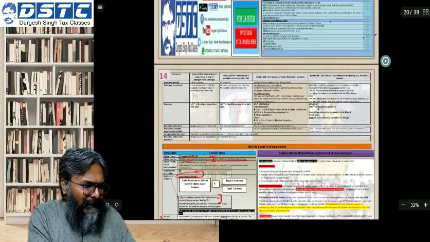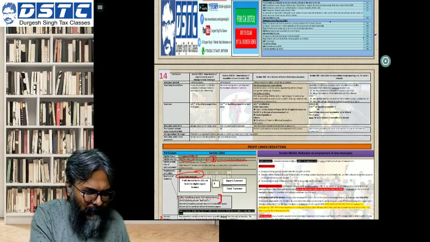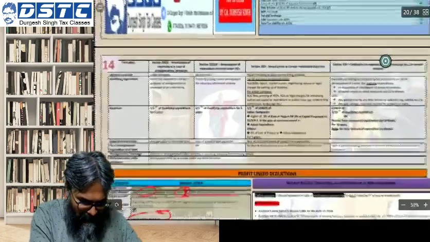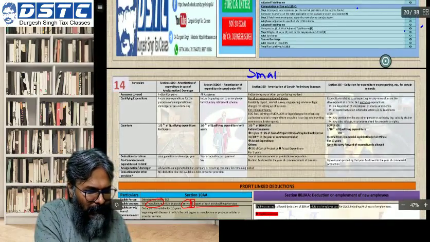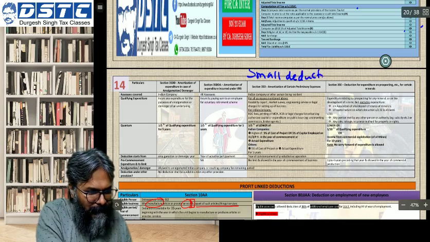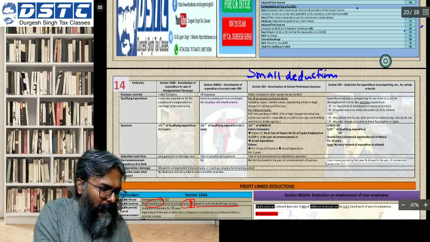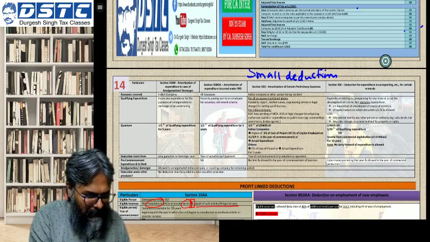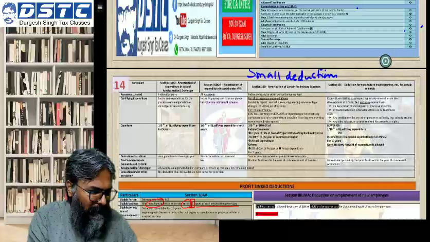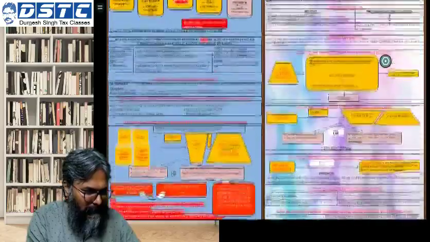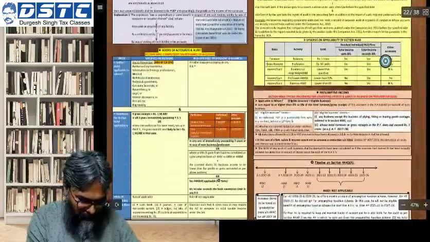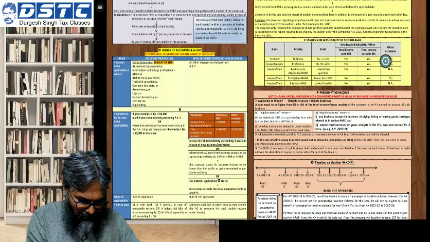Now what is in the next list, students? The next list is all about the small deductions. So I can write over here, all these small deductions. One list of small deductions, students, is this. Another list of small deductions will come from the next page. Yes, balance can be carried forward, Pradeep.